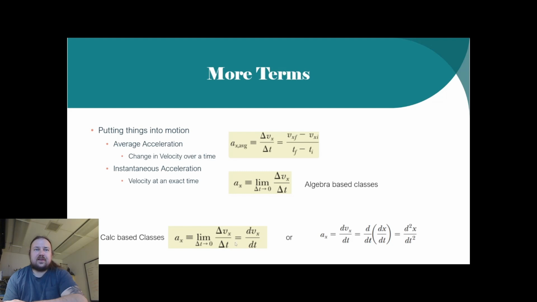Also noting here that in calculus-based classes, you can also get to acceleration. Because you had to do a derivative on velocity, you could do a double derivative on position and end up with acceleration. You just end up doing it twice.